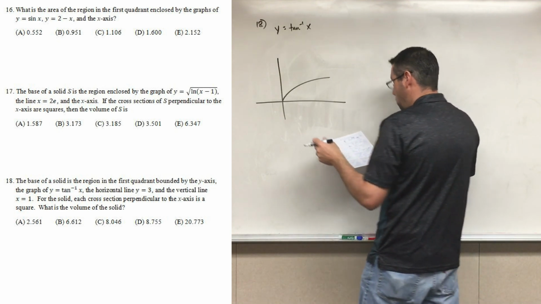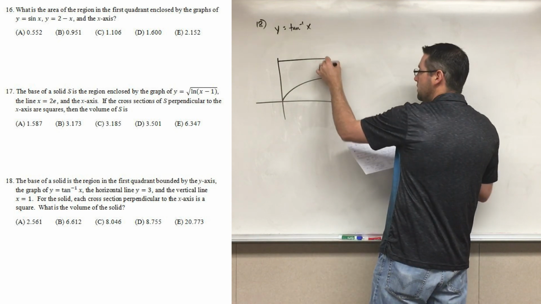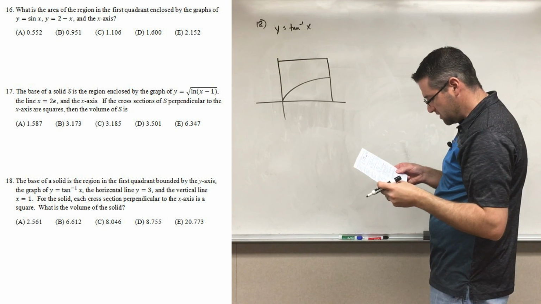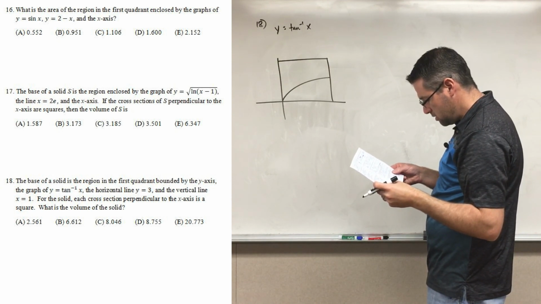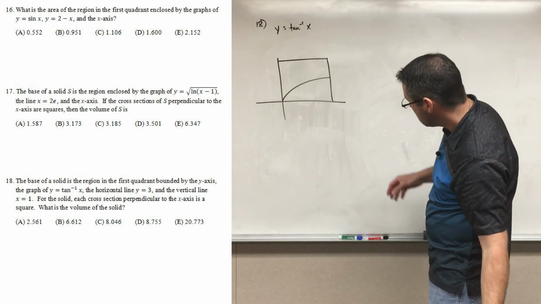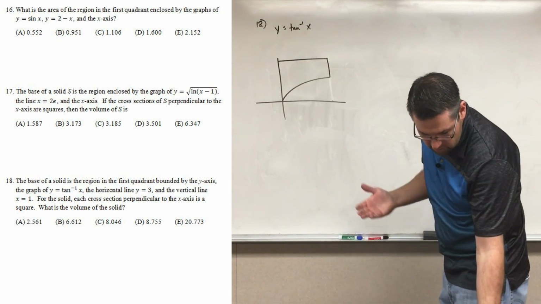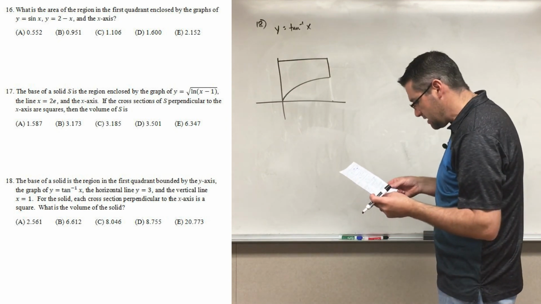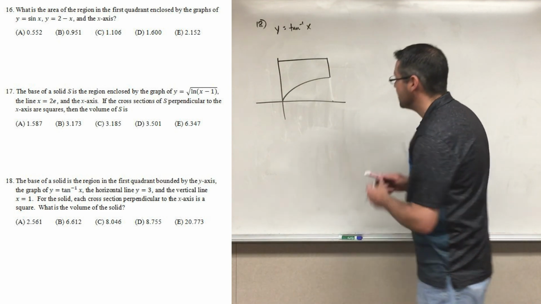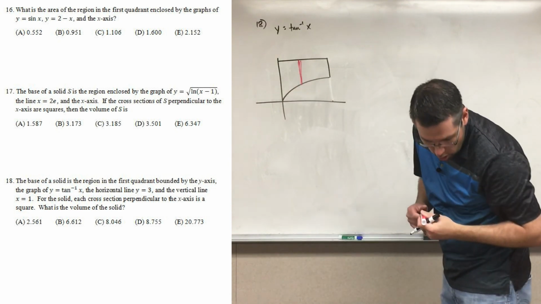And it says y equals 3. Y equals 3 is actually up here. X equals 1 is over here somewhere, let's say. And the y-axis, I believe it said. Let's see, yeah, bounded by the y-axis. So this region here is the base of the solid. And it says that the cross-section is perpendicular to the x-axis. So this length is perpendicular to the x-axis, are squares.